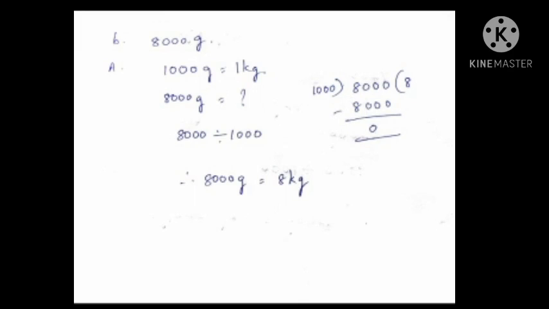0. Therefore 8000 grams is equal to, what is the coefficient? 8. 8 is kilogram. The remainder is 0, no? 0 grams means nothing. So we get the answer 8 kilogram. Therefore 8000 grams is equal to 8 kilogram.